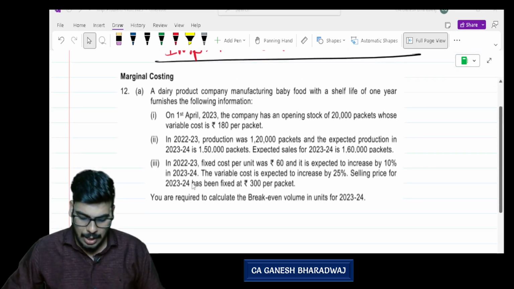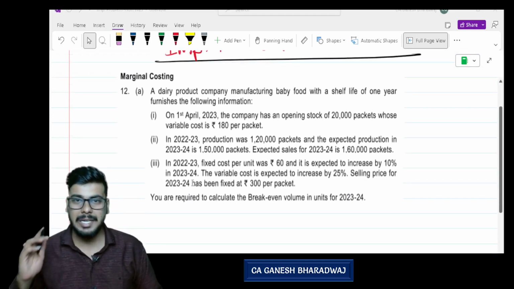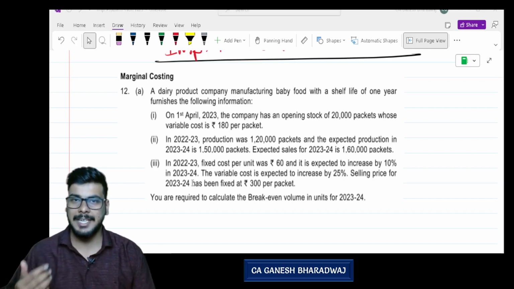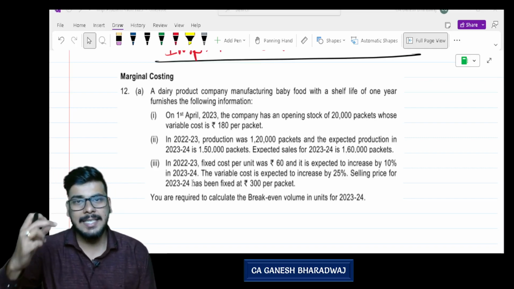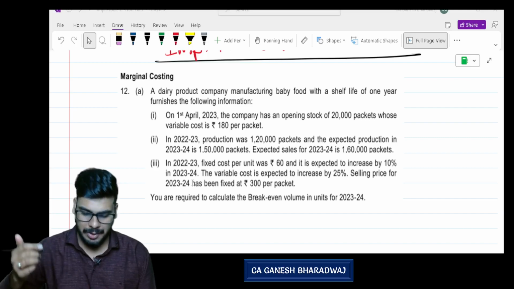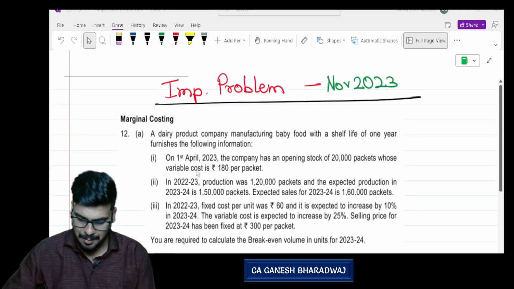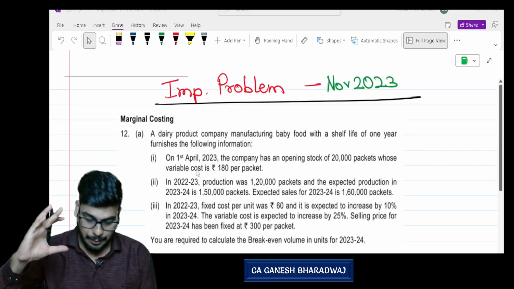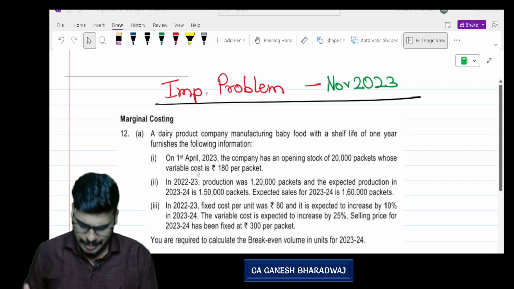This question appears in our RTP as question number 12A. Let me read out the question for you. I will explain everything, and see if you are able to get the answer by yourself. But I feel this is very important for the upcoming November 2023 costing exam in your CA intermediate.